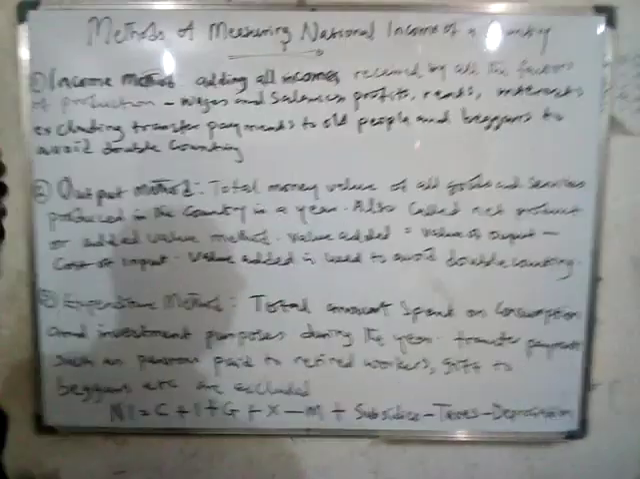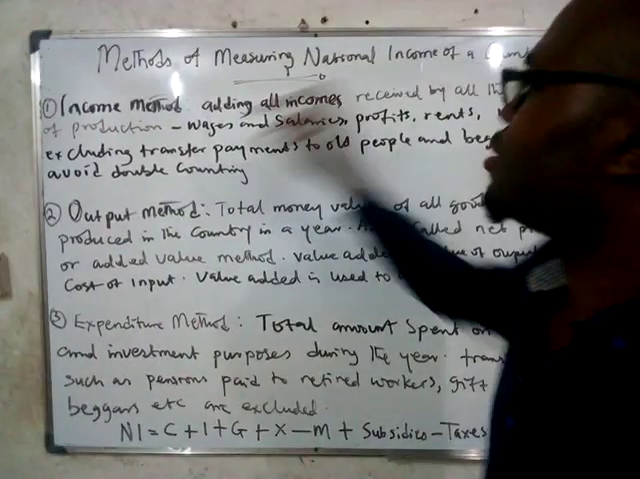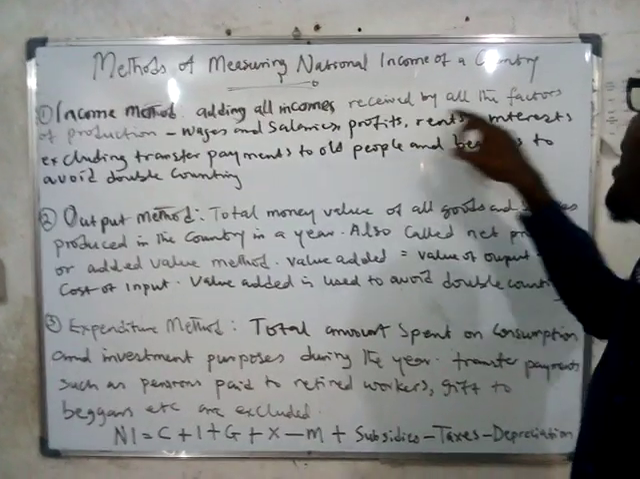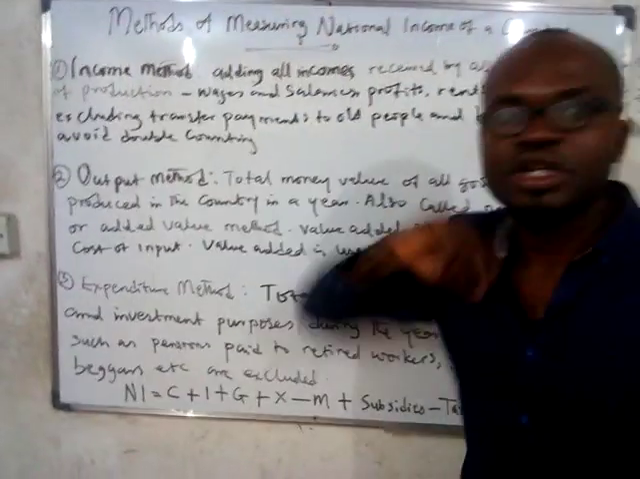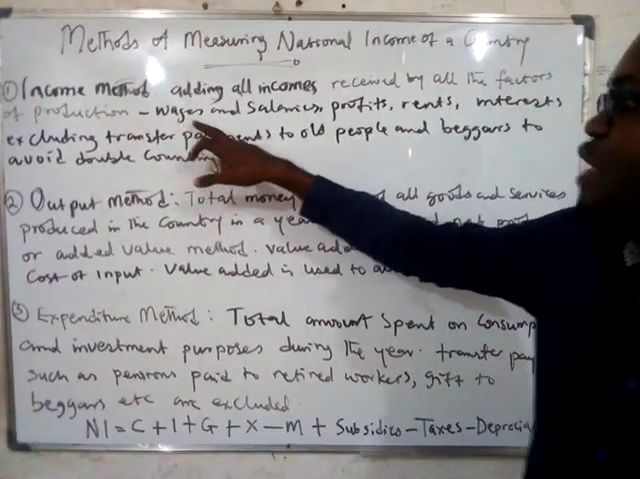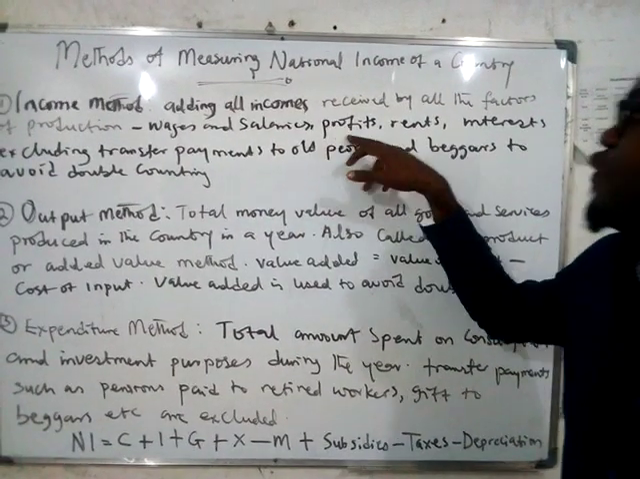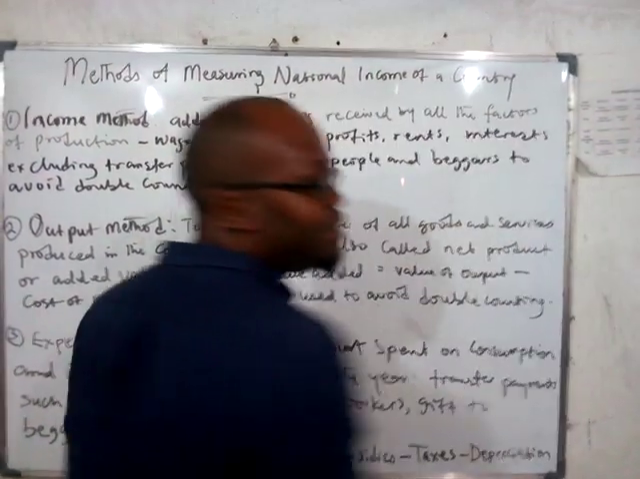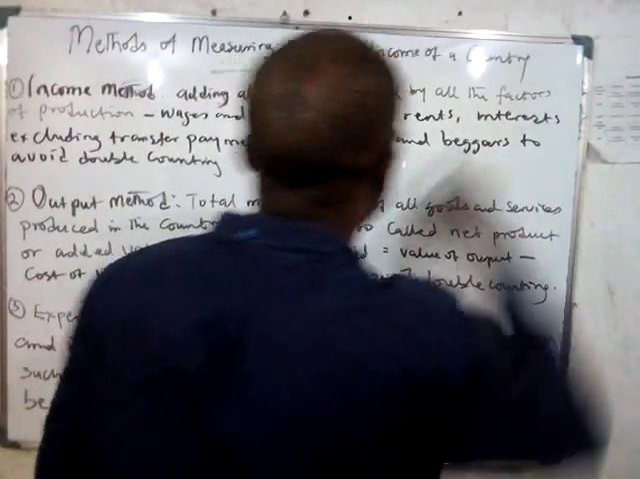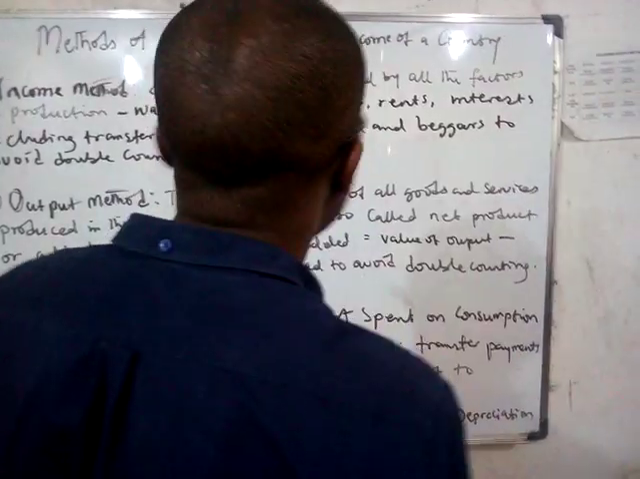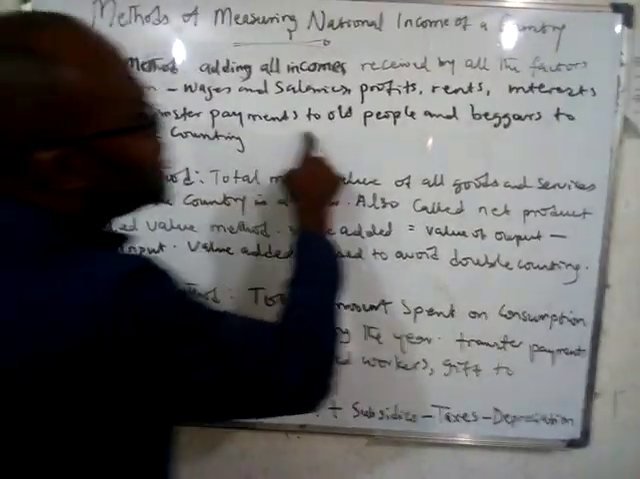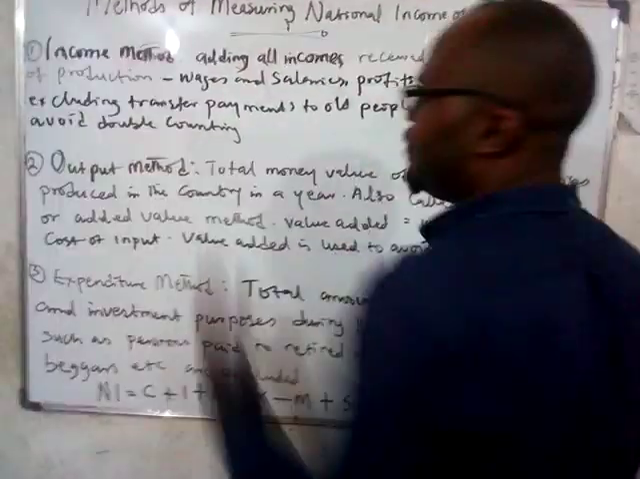So you can use any of these three methods to measure national income. Number one is the income method. This involves adding all incomes received by all the factors of production. You'll be looking at wages and salaries of all the people that are working, profits generated from businesses, rents that are paid for lands, and interest made from investments, excluding transfer payments made to old people and beggars, to avoid double counting.